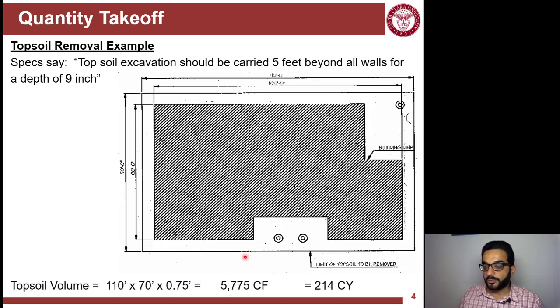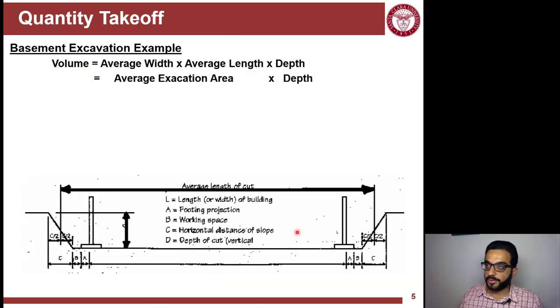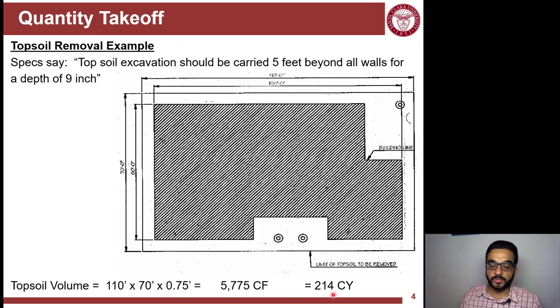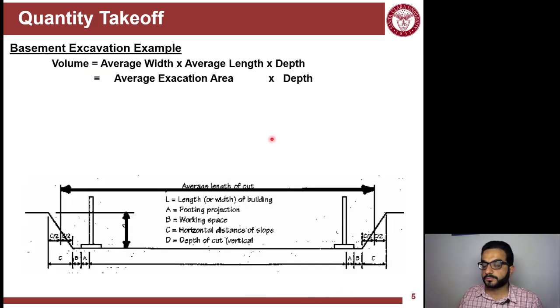So the area here will be the whole area, which is 110 times 70 feet. So this is the area, and then 9 inches is 0.75 feet. So the quantity we'll end up with is this for topsoil. You can keep it as cubic feet, or typically for soil quantities they are in cubic yards.